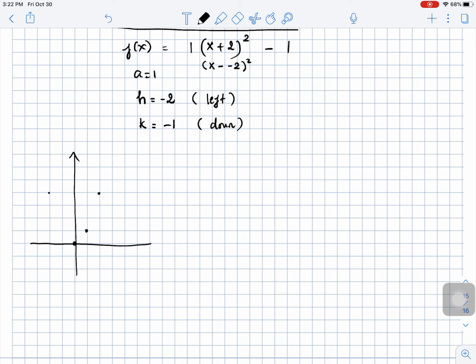So the h is the horizontal. So shift right or left. So we're gonna go left, right? And the k, we're gonna go down. Go left 2 steps and go down 1 step. So to begin the transformation, we will begin from the original parabola. Original parabola has the vertex at 0, 0.